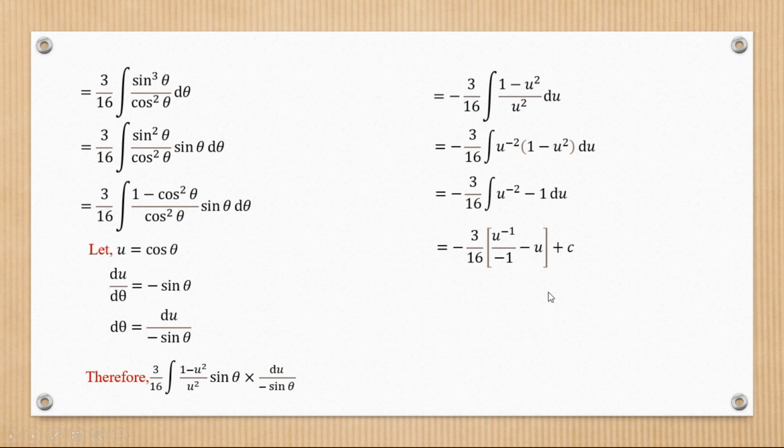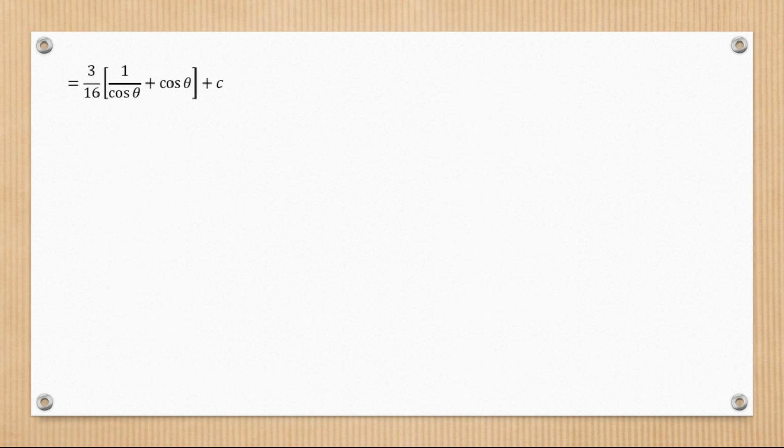And then we can see that this is what I have. So I can take this u to the power negative 1 down. So I have negative 1 over u minus u bracket and then plus c. Now I can multiply this negative sign inside, and then all the negatives will go, and I'll have 1 over u plus u bracket, that plus c. But remember that u is cos theta. So now what I'll have is 3 over 16 into 1 over cos theta plus cos theta, close that bracket, plus c.